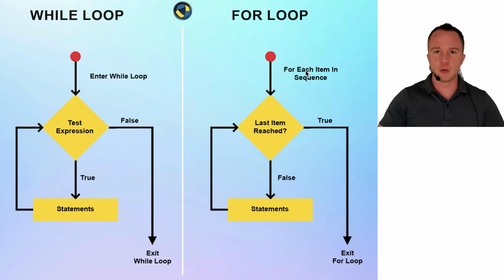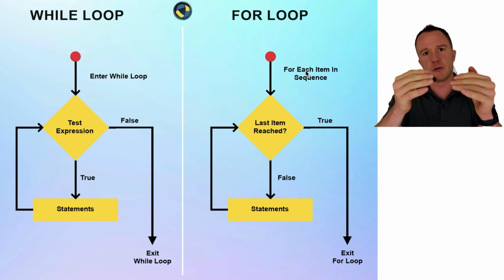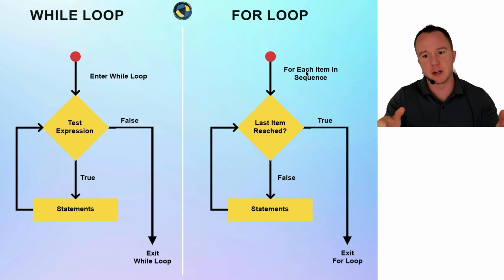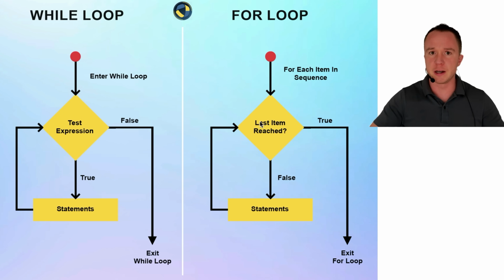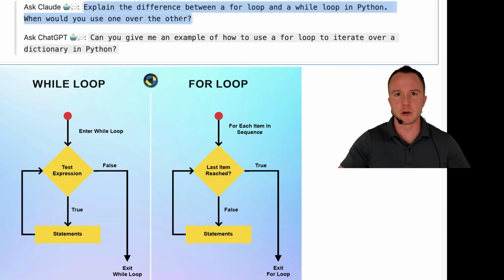Whereas for a for loop, we will always say for each item in sequence. When you already have a list or a dictionary or a string or a NumPy array, and you want to do something for each and every element in that sequence. The only question that is asked here is, have we already reached the last item? If not, we go to the statements until we reach the last item. Once that becomes true, we exit the for loop. Should that not be clear, go to the AI tools and copy paste this question. It can explain that concept further.